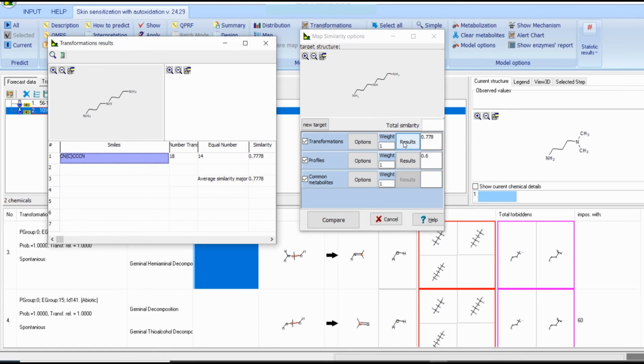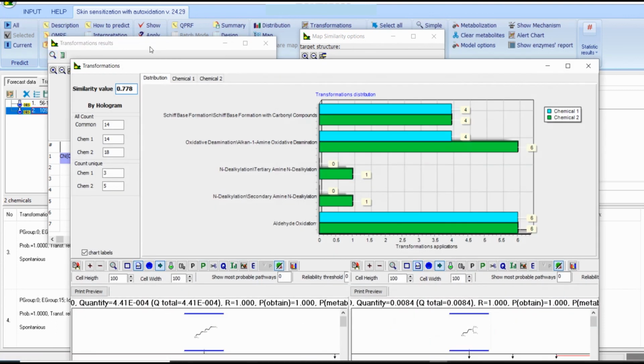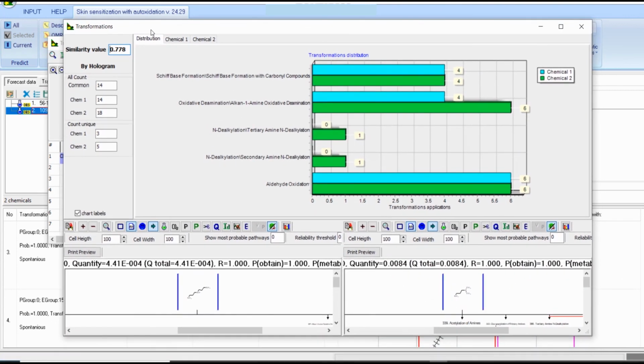Now, it can be seen that the metabolism similarity estimate between these two chemicals is increased. Let's see the diagram. Now, phase 1 transformations are compared only. The remaining difference in the transformations are related to N-dealkylation transformations. And this is because chemical 1 has amine groups on both sides of the alkyl chains, while chemical 2 has a terminal, tertiary, N-alkylated atom.